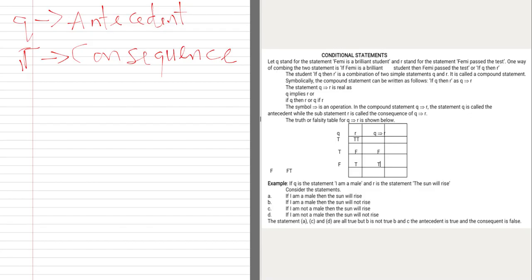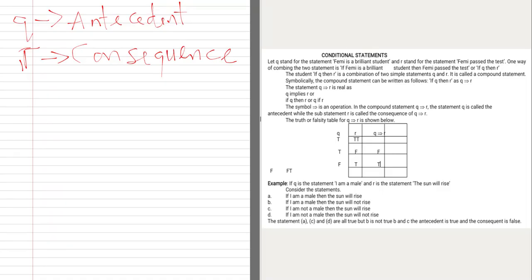Look at the second one. If I am a male, then the sun will not rise. Look at the third one. If I am not a male, then the sun will rise. Look at the fourth one. If I am not a male, then the sun will not rise.